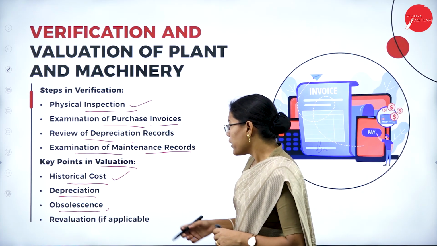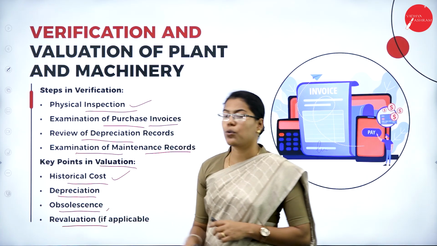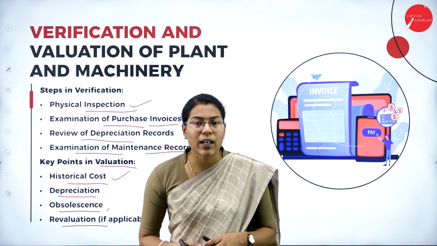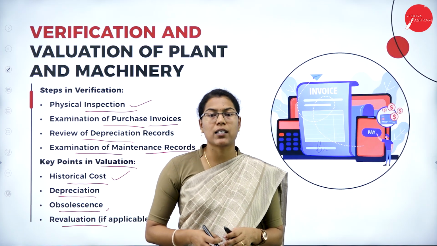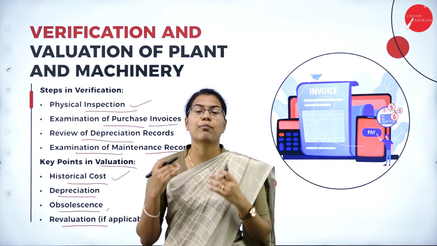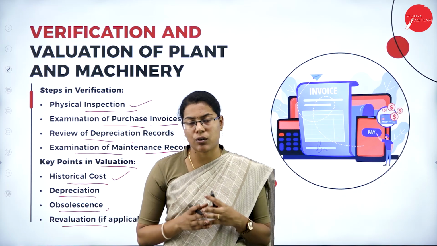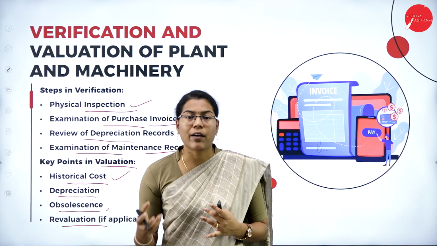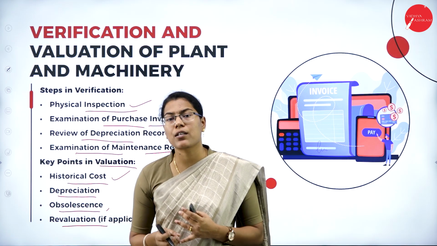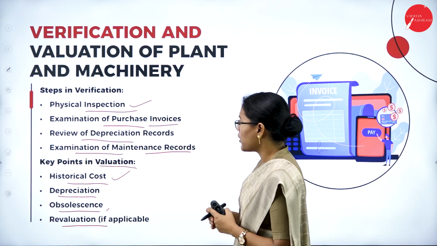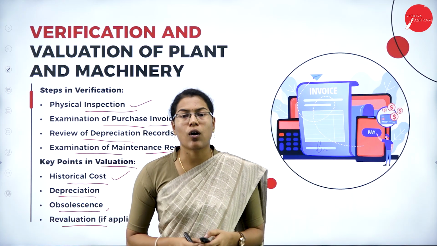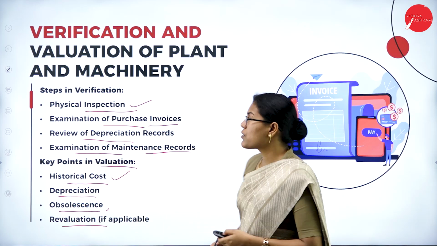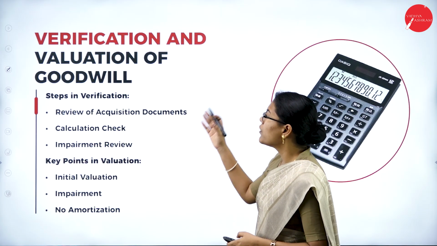Then also if there is revaluation, so if the company is revaluating its assets and liabilities, whether the valuation of plant and machinery is done properly or not, it is revalued or not. So it should be derived based on the current market price for that particular machinery. So next, let us move on to the next asset, that is verification and valuation of goodwill.